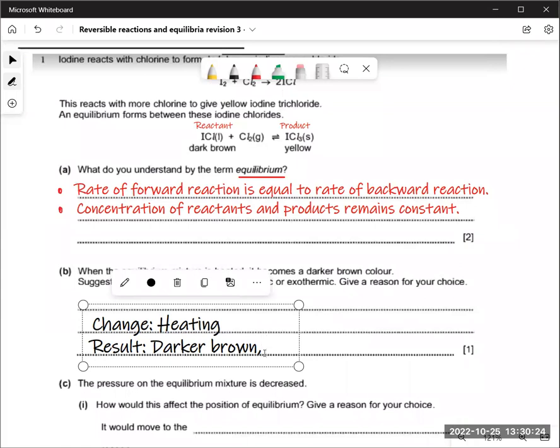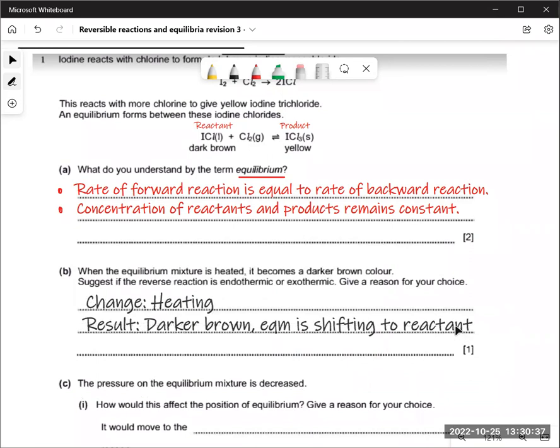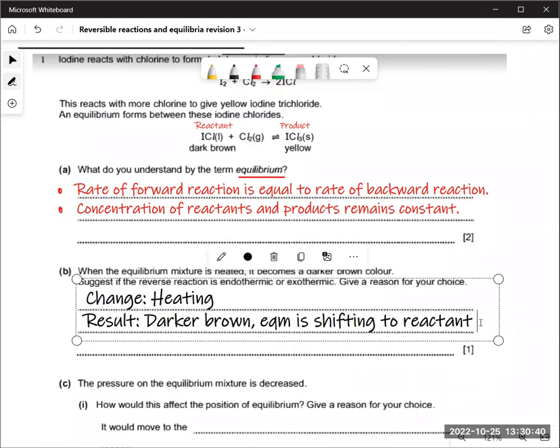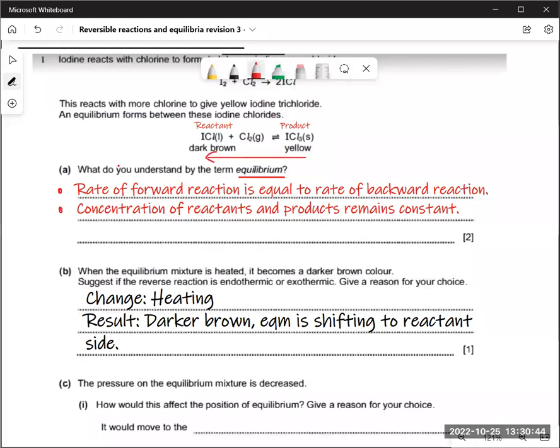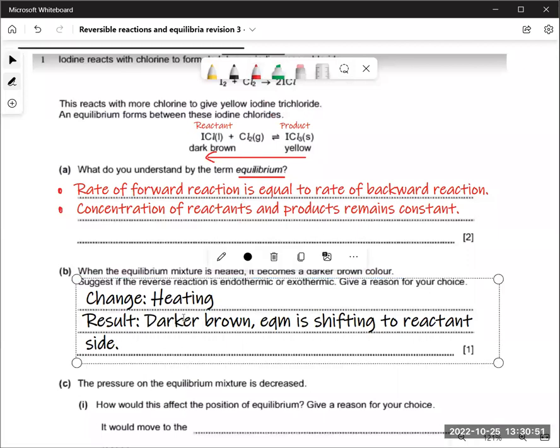Can I say that because it's becoming darker brown, equilibrium is shifting backwards or shifting to reactant? Is that happening? Equilibrium is shifting to reactant side. Yes. So it's going like this, right? Backwards or to the reactant side. Okay. Now, fine. I'm heating it. Now, what kind of reaction is favored by high temperature? Endothermic or exothermic?